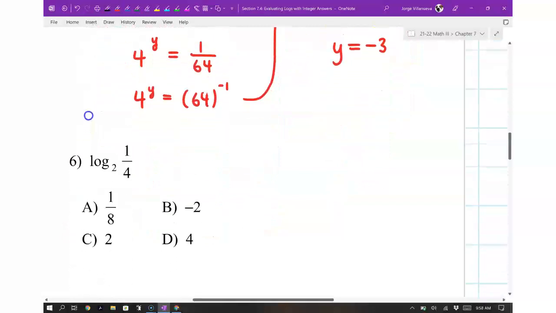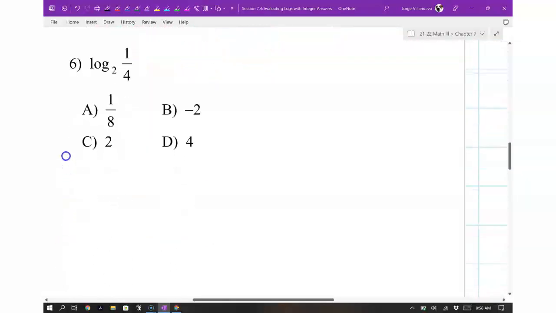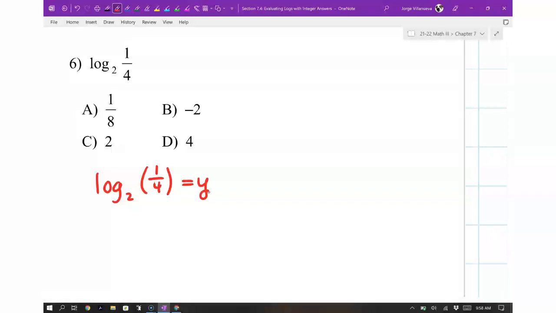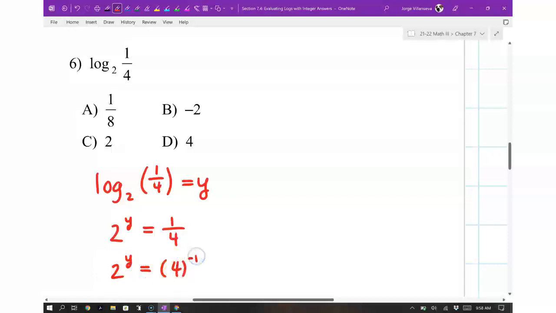So here's another one to practice on, okay? Log base 2 of 1/4. And I'm going to set it equal to y, okay? So I'm going to do the same thing that I did before. I'm going to get my base and raise it to a power, so 2 to the y equals 1/4. Now I don't want that fraction there, so let me flip it upside down. And when I flip it upside down, it becomes a -1 power. So this is 2 to the y equals 4 to the -1.